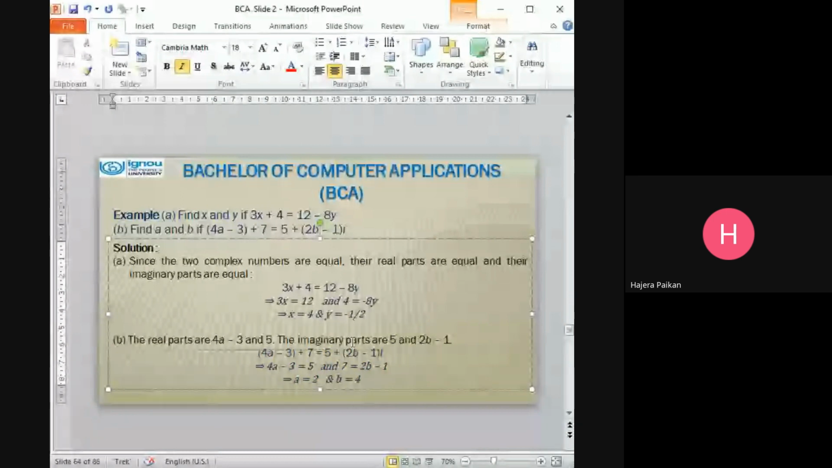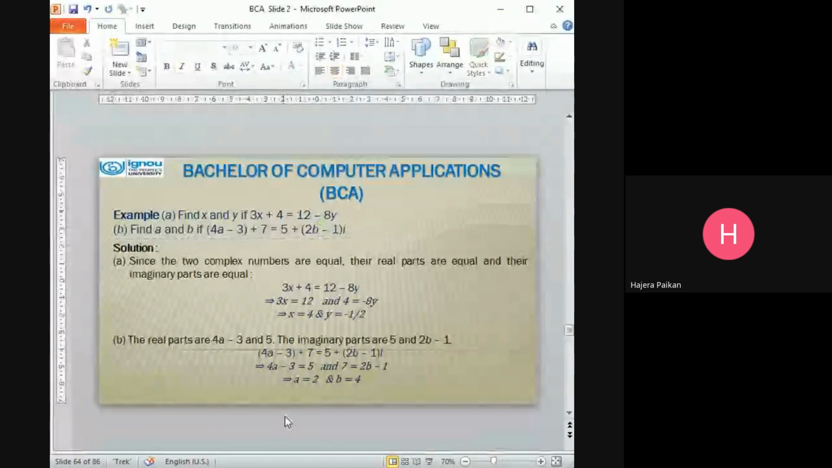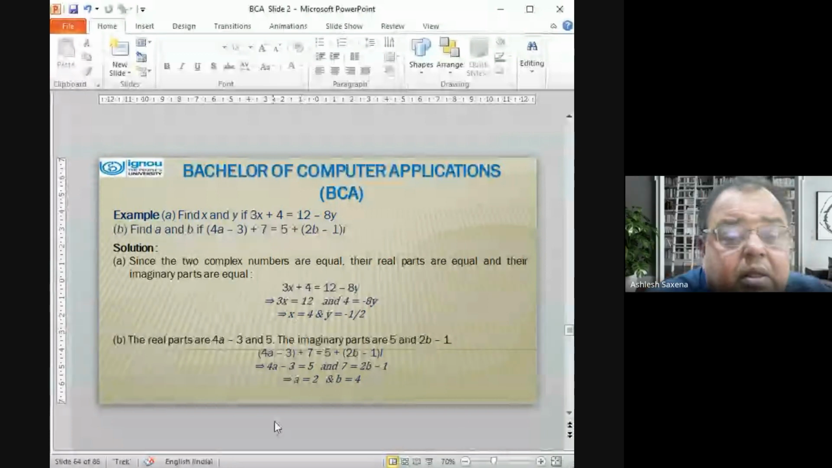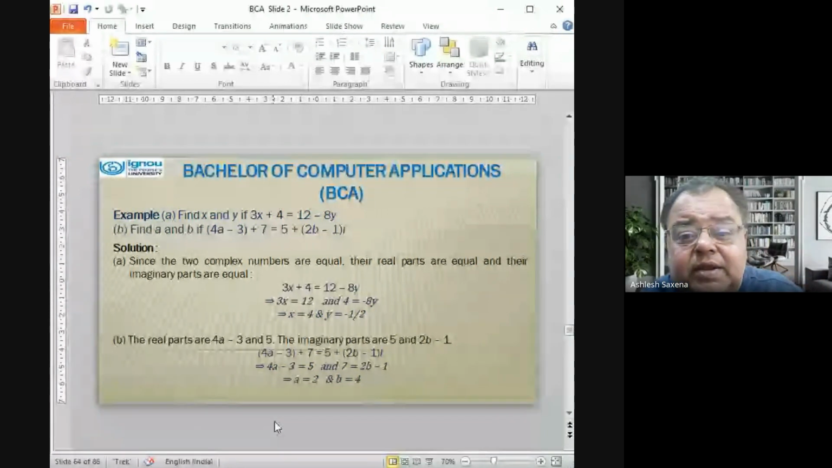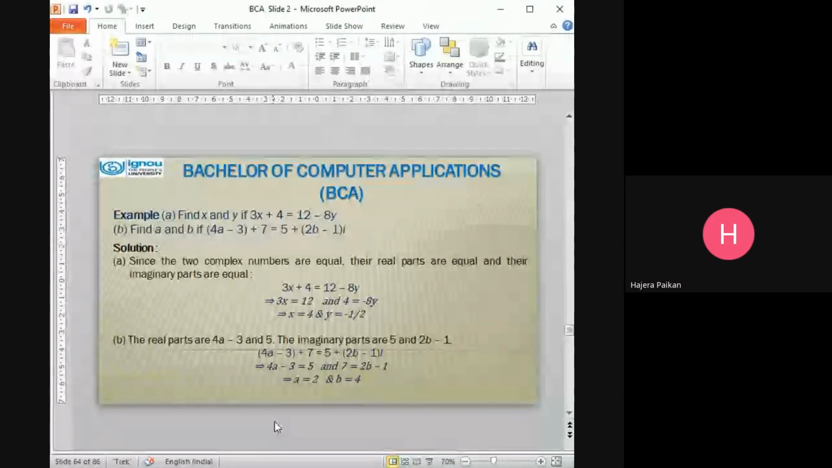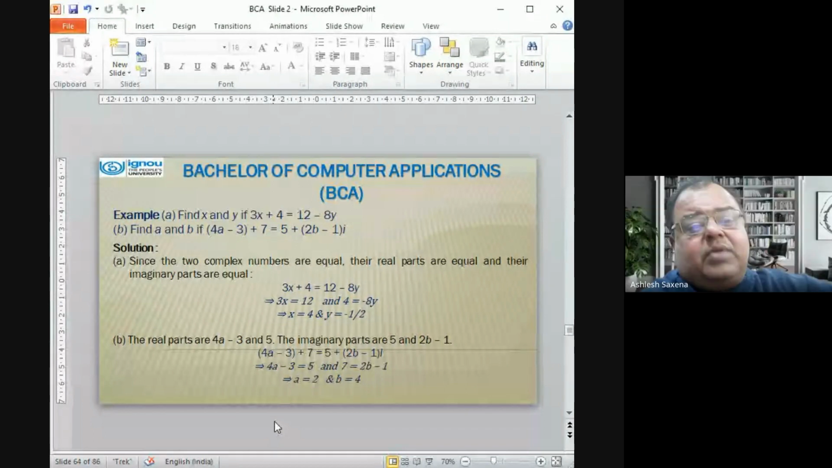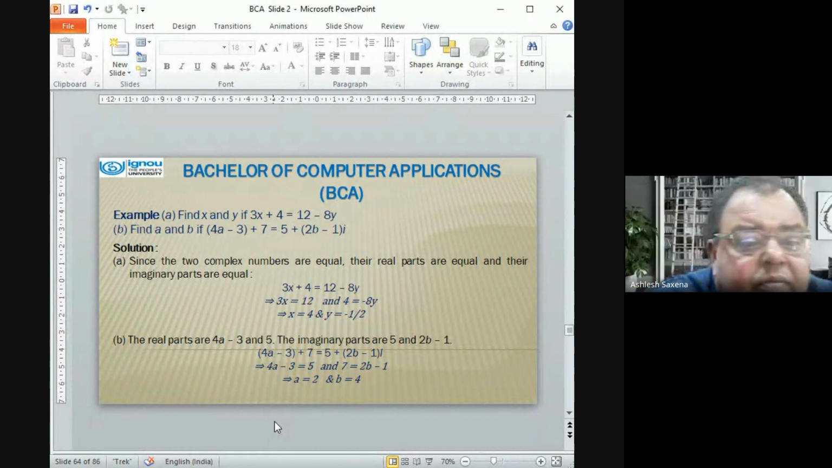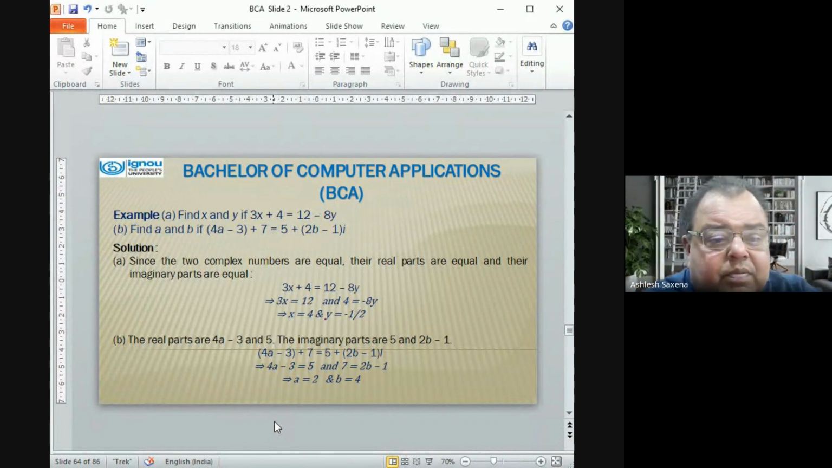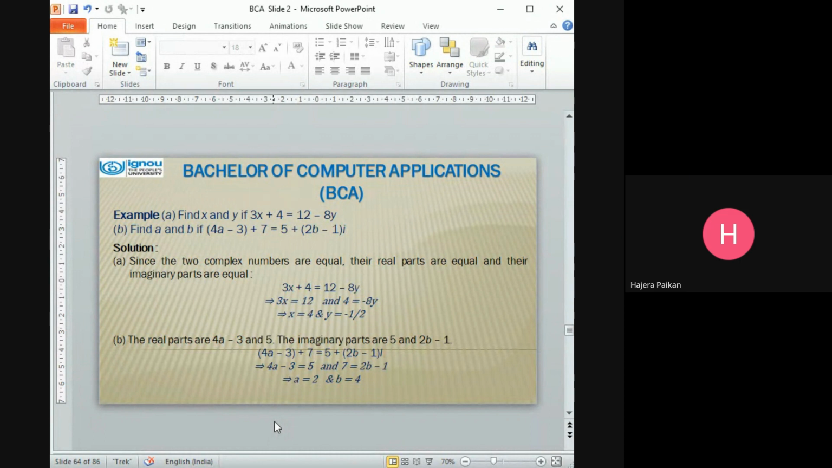It also has a problem in our chapter. Sorry? What you say? I said this problem is also in our book. Okay, okay. Second part is okay? Yes, the others are okay.